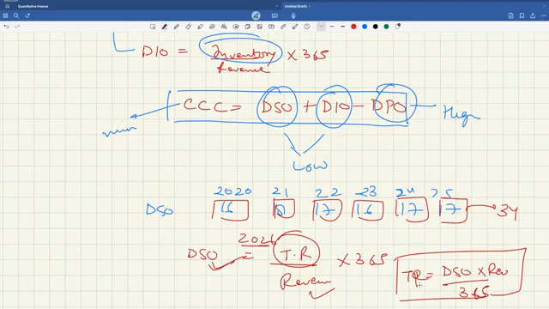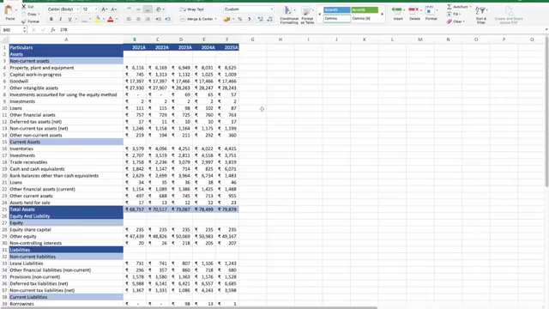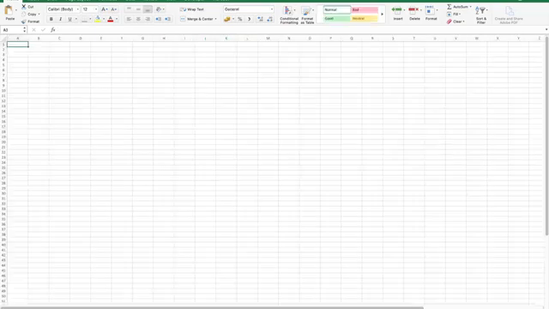So if this is clear, we'll be jumping on to our Excel. How will we start? In order to forecast our current assets and current liabilities, we are going to create something called schedules. So that working capital schedule will be part of this only. All right, let me just quickly get the structure.